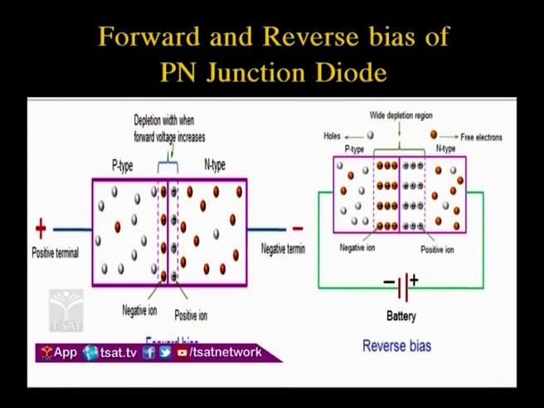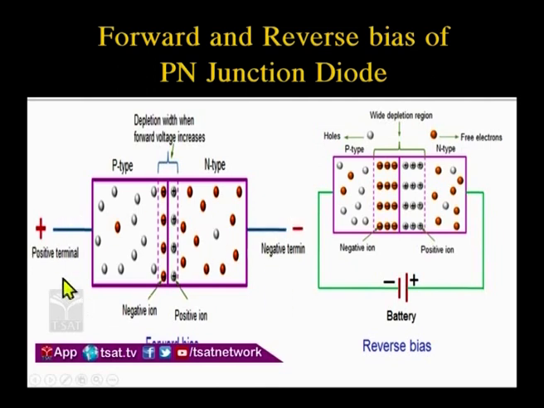So when you apply a voltage, what happens? There are two conditions where a PN junction can be biased: forward bias and reverse bias. In forward bias, you apply the positive terminal to the p type and the negative terminal to the n type. So when you apply it like this, what happens? This positive terminal will repel the holes in the p type, and this negative terminal will repel the electrons in the n type to the other side.